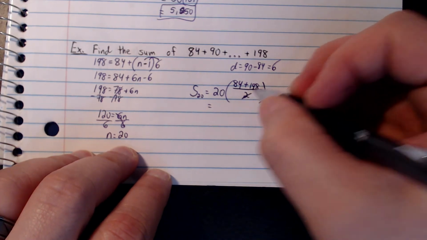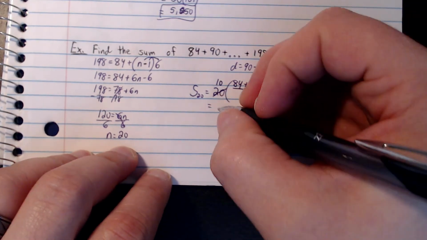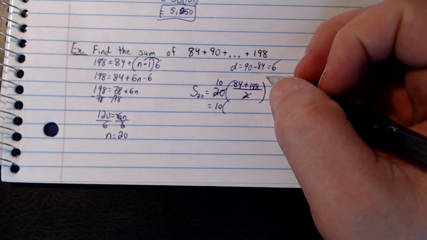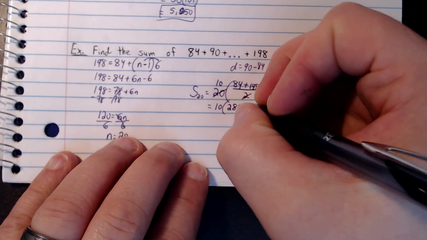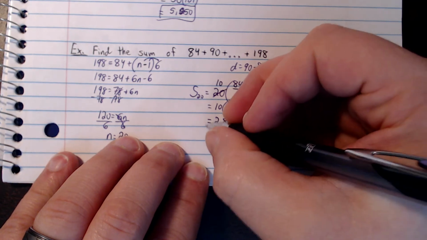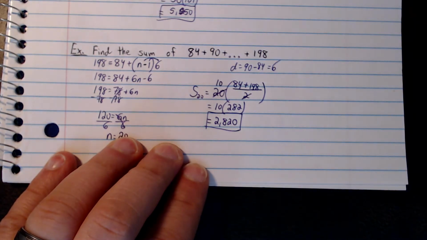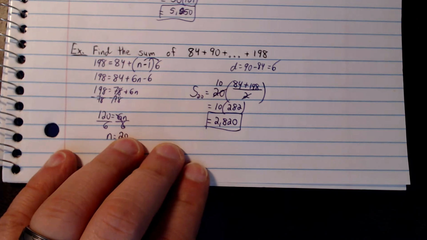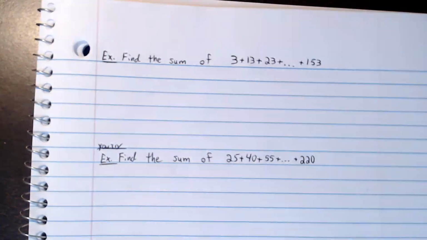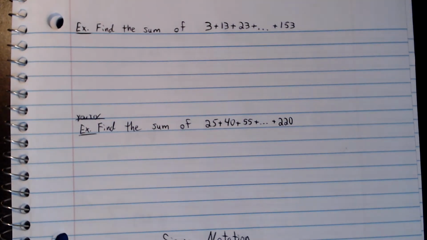Now look, this is nice, right? I can reduce. 10 times, let's see, 84 plus 198 is 282, times 10 gives us 2,820. Pretty cool stuff. I like it. I've always found it to be pretty fun. All right, I'm going to go over one more with you before I give you one to try out. Okay, so if that went a little quick for you, here's what we have to do.